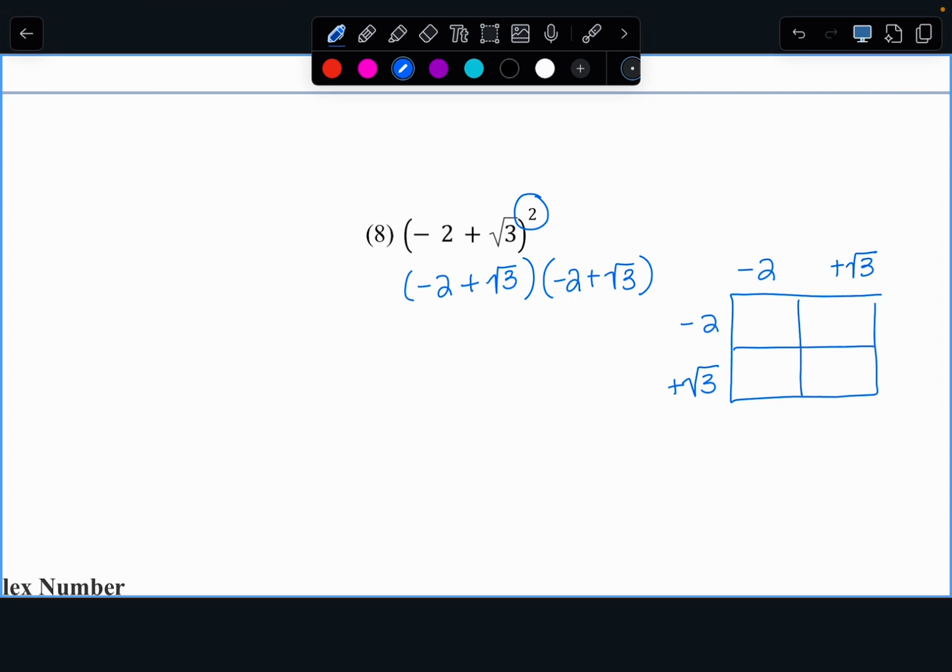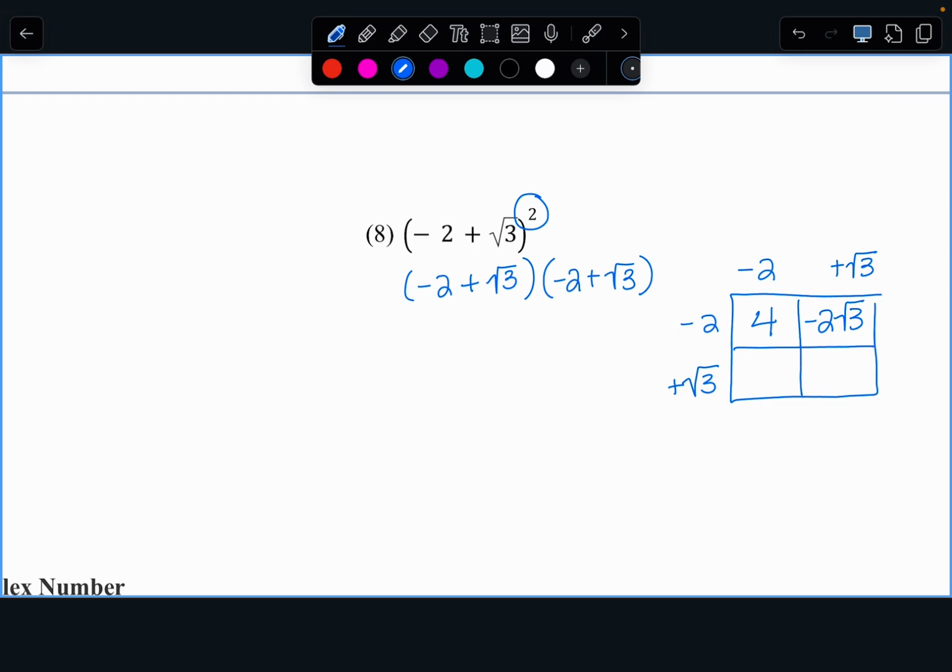Negative 2 times negative 2 is positive 4. Good. Negative 2 times a positive root 3. Think about it kind of like having oil and water. When you have a number that's not with a radical and a number that's under a radical, you can multiply them together, but they don't mix. They just kind of stick next to one another. So this is a negative 2 root 3.